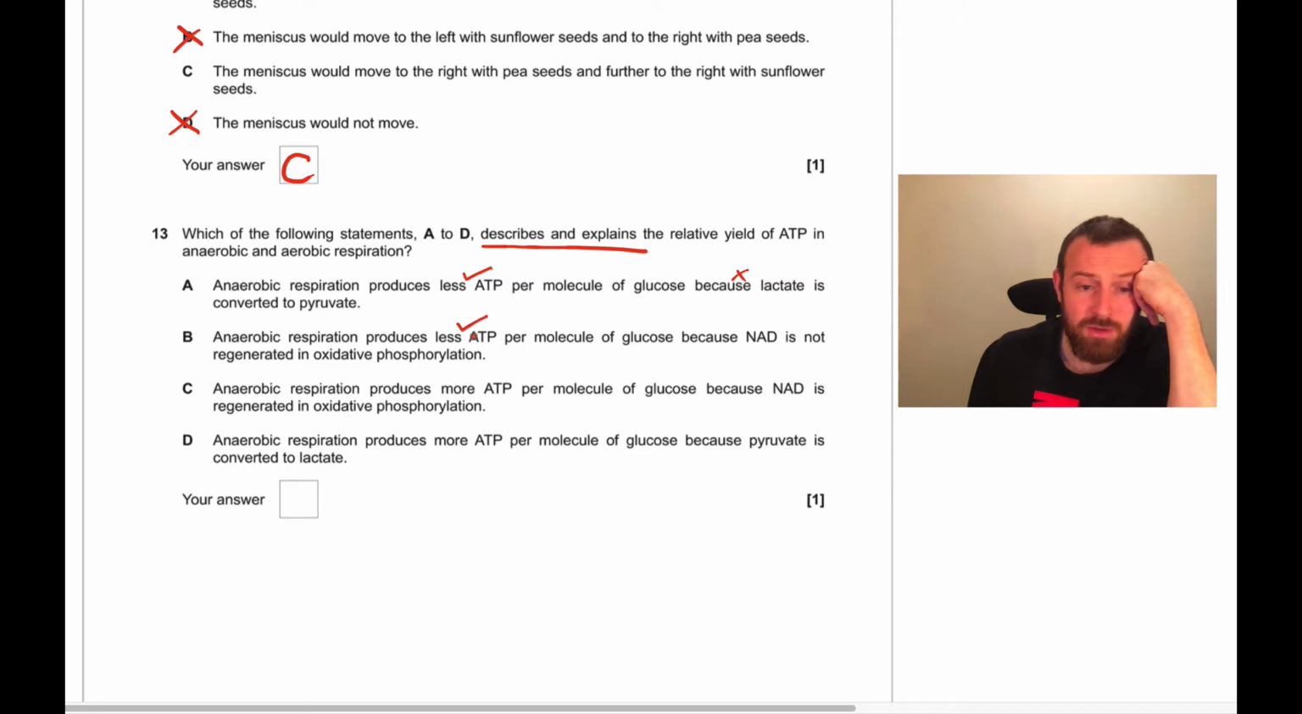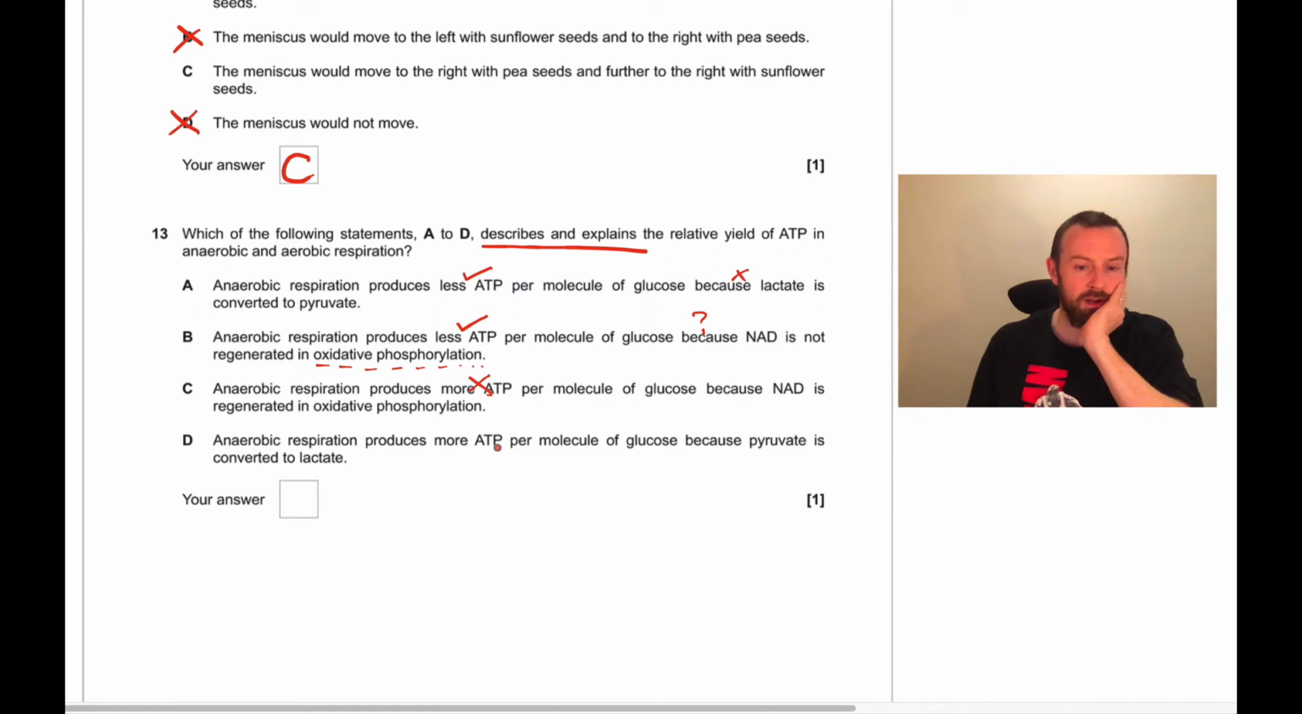Less ATP. Describe, good, yes. Because NAD is not regenerated in oxidative phosphorylation. No, that's not describing either. NAD is regenerated. It's not regenerated, well actually that might be it. Oxidative phosphorylation is sort of to do with it, but let's keep going. I'm a bit confused about that one. Anaerobic respiration produces more, that's definitely wrong. Straight out. More ATP, straight out. Okay, then it's B. Sometimes it's difficult to be sure, but if you eliminate the ones that are wrong, it must be B. So yeah, that does explain it.